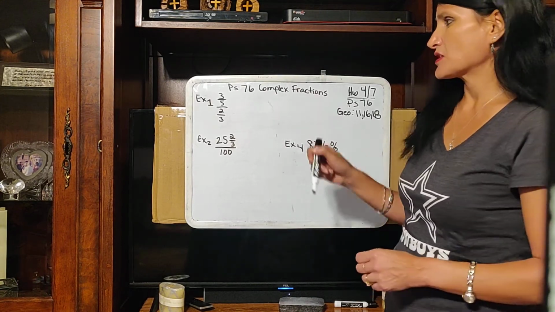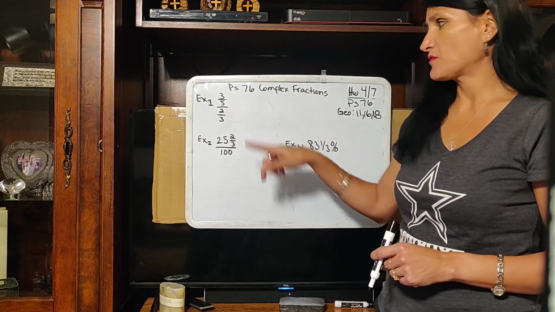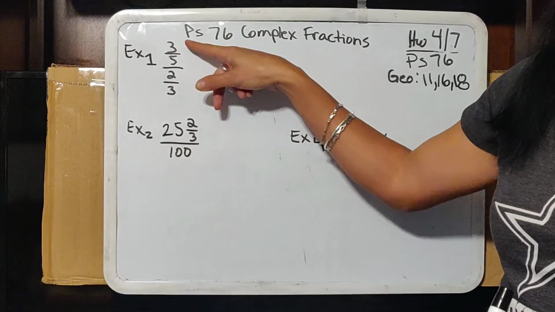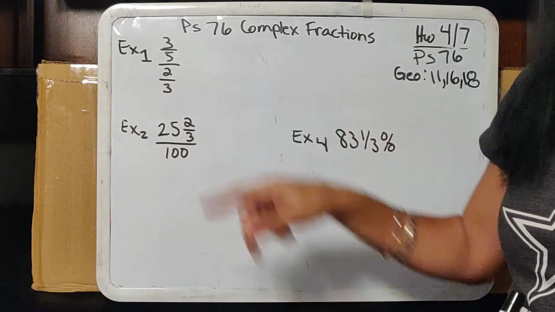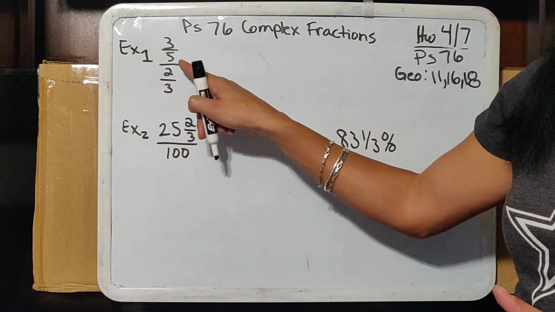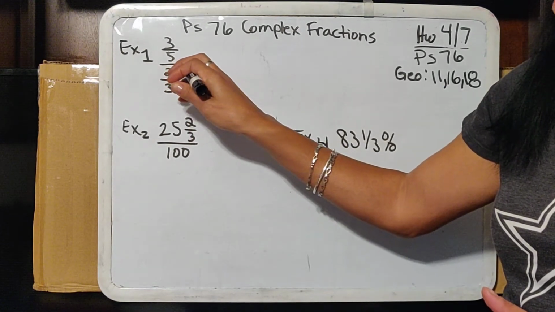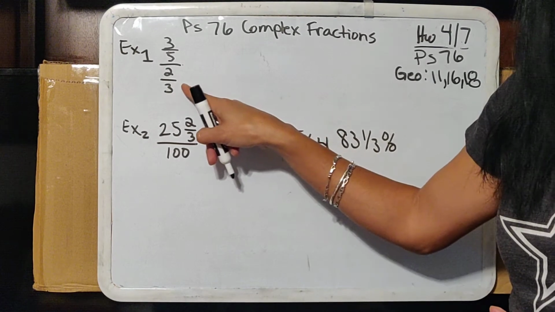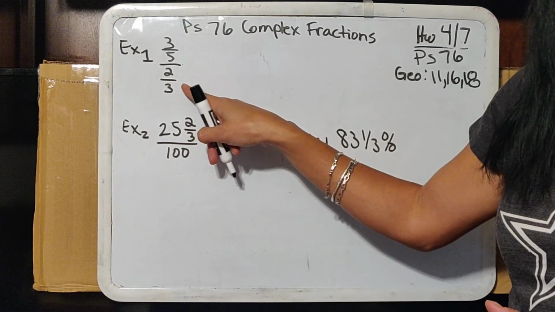Okay, complex fractions. A complex fraction is a fraction on top of another fraction. If you look, it kind of looks odd, and so we don't want to write fractions in that manner because it can be confusing. So if we remember that this right here means division, this actually reads 3/5 divided by 2/3. So we're going to write it that way so it's less confusing.